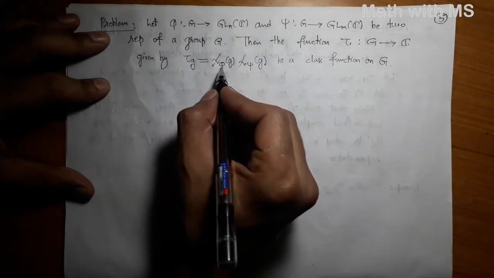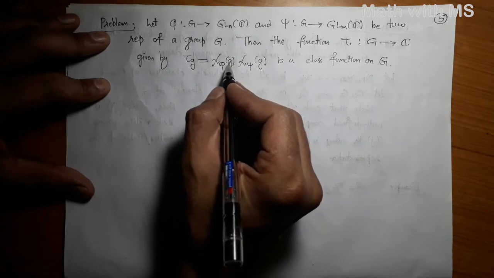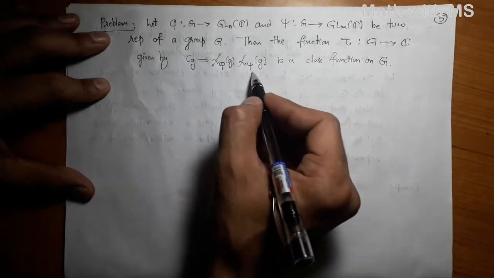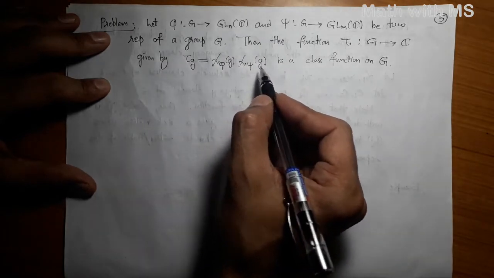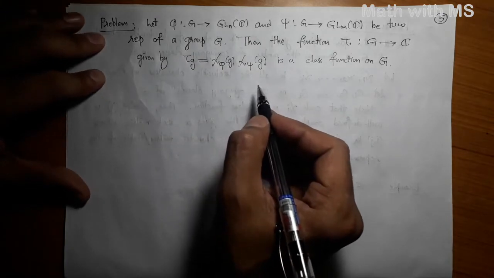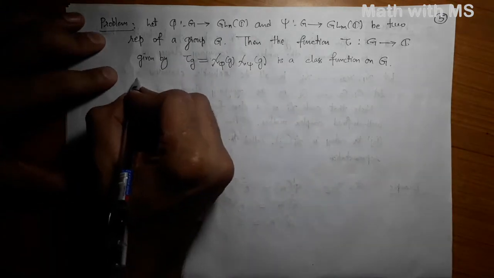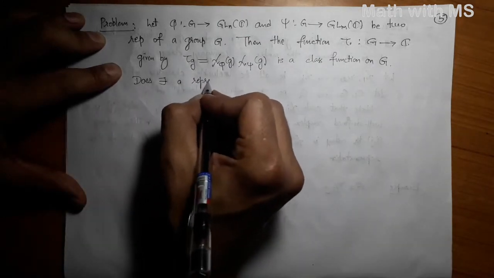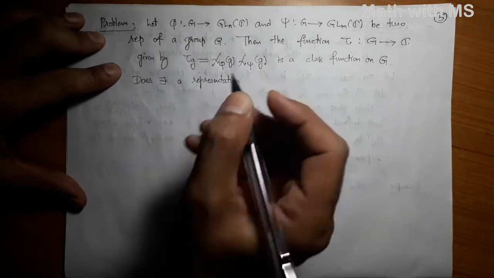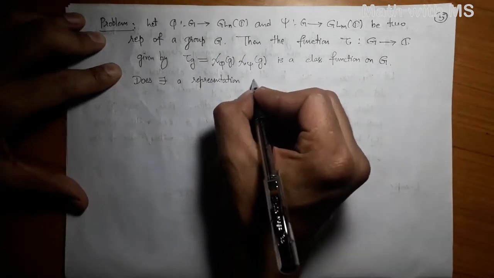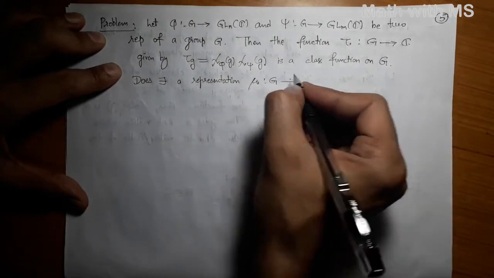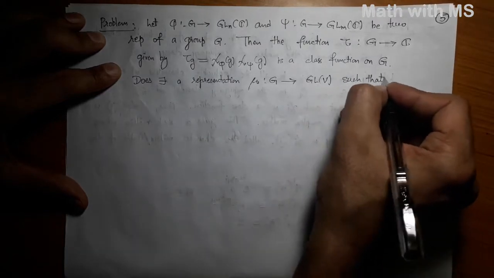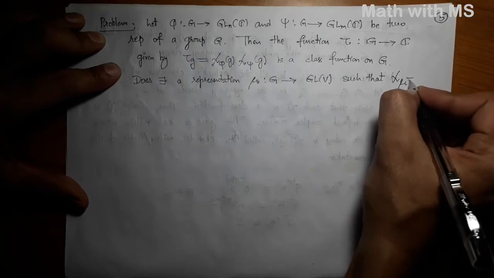Because chi phi is a class function, so it is constant on conjugacy classes of G. Chi psi is also a class function, so it is constant on conjugacy classes of G, and therefore their product is constant on conjugacy classes of G. So tau is a class function. So the question is, does there exist a representation, let us call it mu from G to some GL(V), such that the character of mu is this tau?